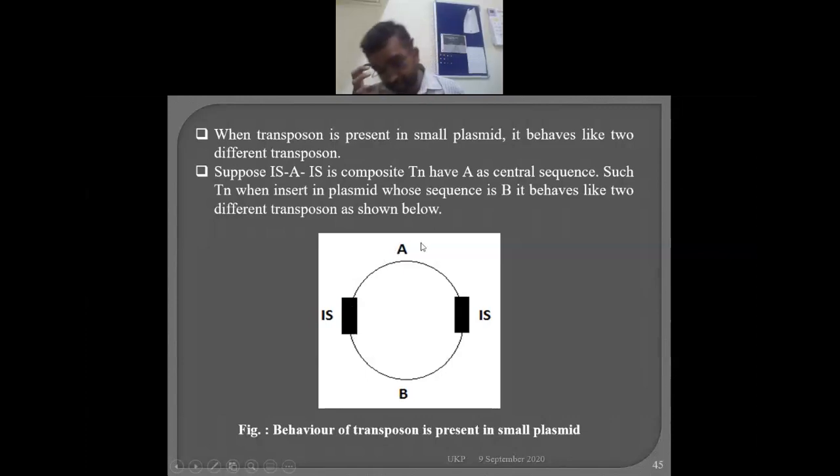a single transposon is present, but due to the presence of a smaller size, it appears that more than one transposable element is present. Here you can say that the IS is also a transposable element, and IS B is also a transposable element. That happens in the case of a small plasmid. If the number of genes is more, at that time it appears as a single one. But whenever it is double, we can say that this A is also a transposable element and B is also a transposable element. That is the behavior of a transposon in a small plasmid.